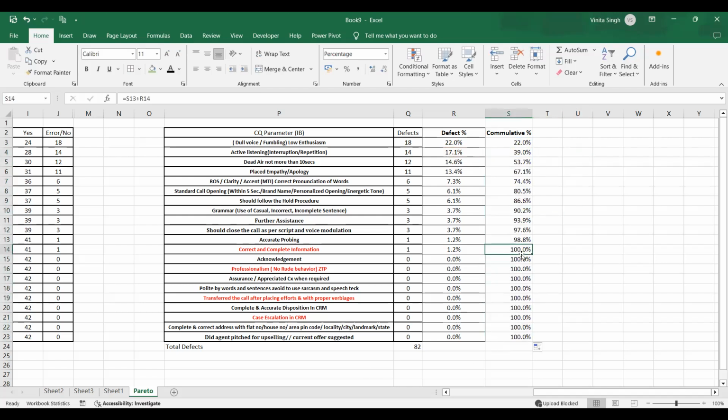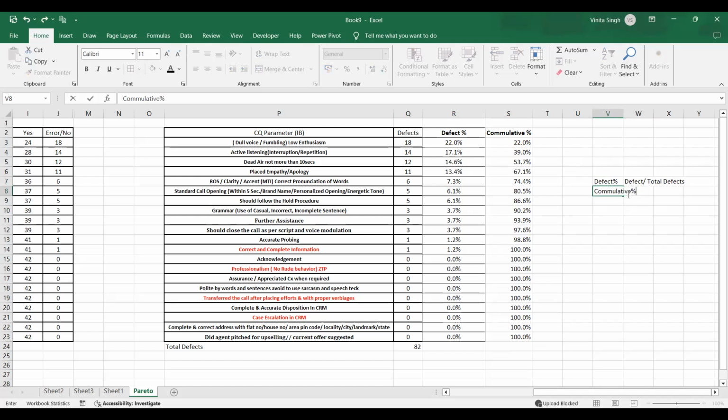Now, got it? Can you mention the formula again? So how do we calculate the defect percentage? Take the total of defects and divide every defect by the total of defects, right? So the defect percentage is defect divided by total defect, right? That is defect percentage.